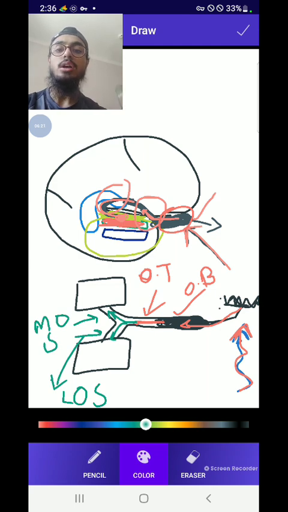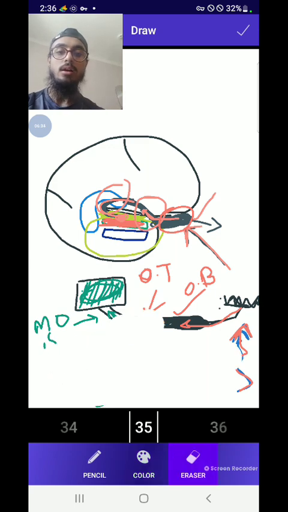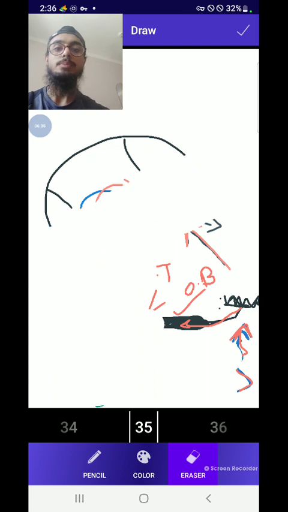Now information comes to the medial olfactory striae, the sense of the smell. And here what happens in the medial olfactory striae, I have to draw again with a little bit more elaboration.